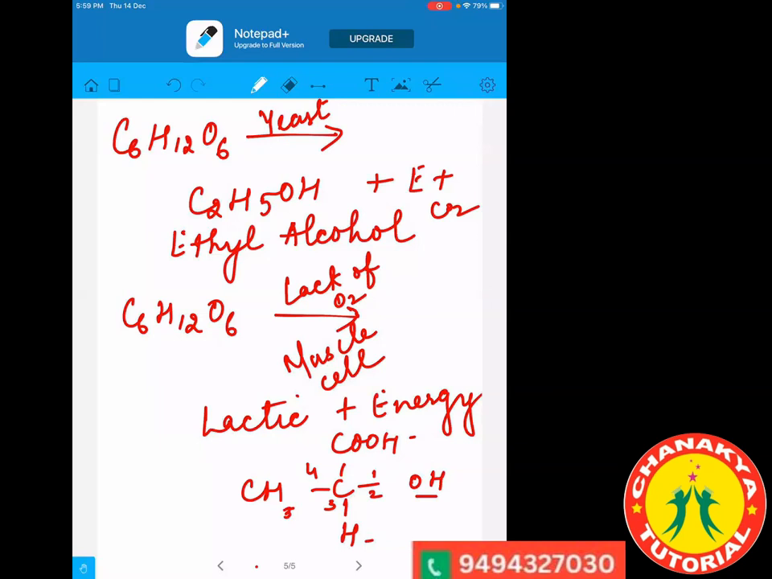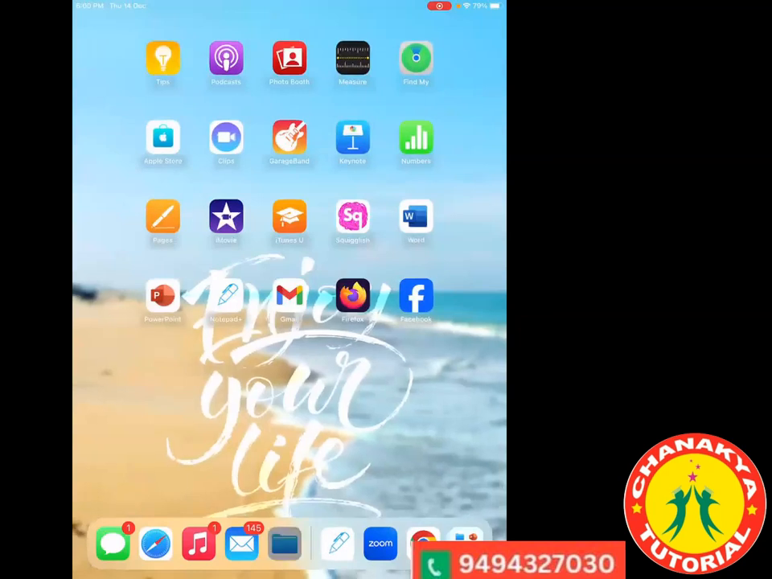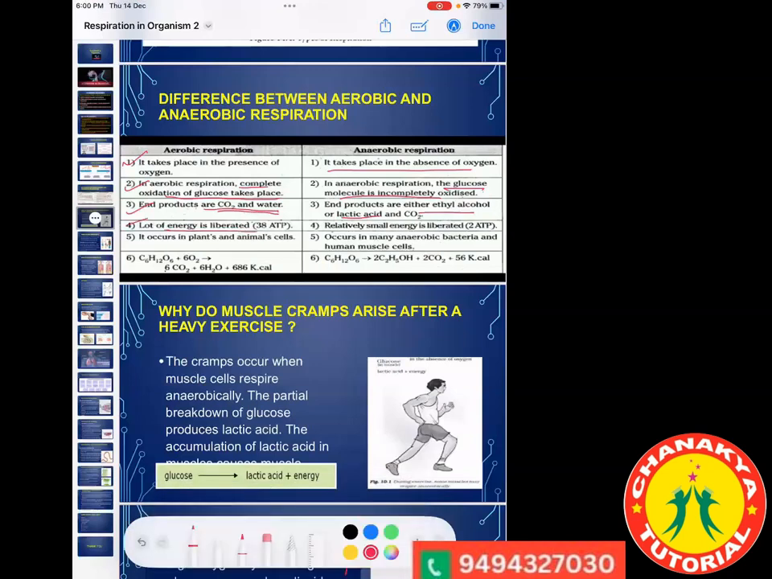So we will be getting this after the breakdown of glucose in the muscle cell. Hence it is said that the end products are either ethyl alcohol or lactic acid, and CO2. This fourth point, a lot of energy is liberated. So during the aerobic respiration, what happened? We will be getting more energy, a high amount of energy, which is almost 38 ATP.